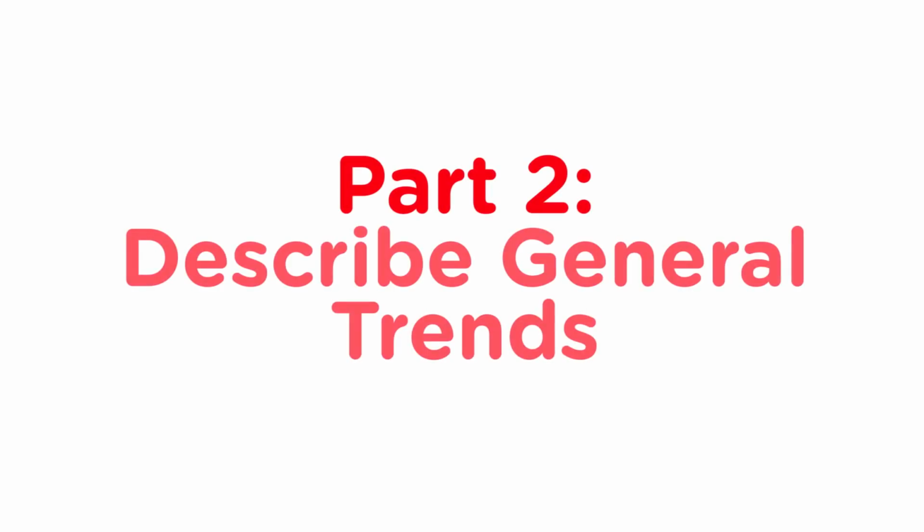Part 2. Describe general trends. In this part, you need to describe the general trends of the graph. Don't use the y-axis yet, but you can use the x-axis. In other words, describe the trends over time. Try and take a bird's eye view of the overall trends over the time period.